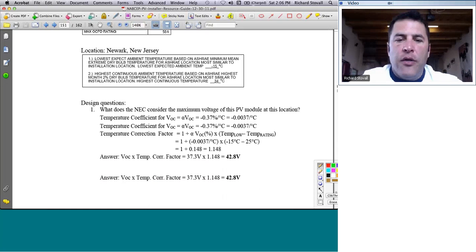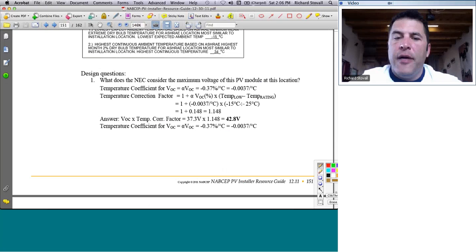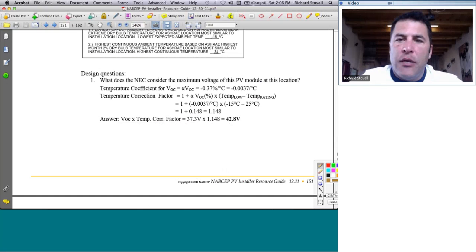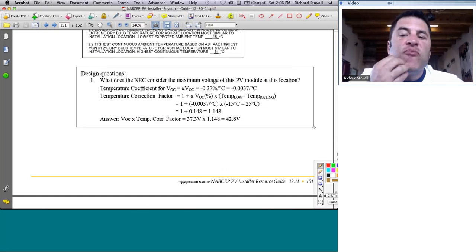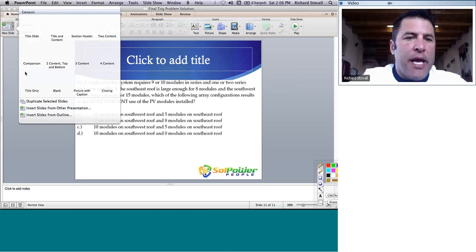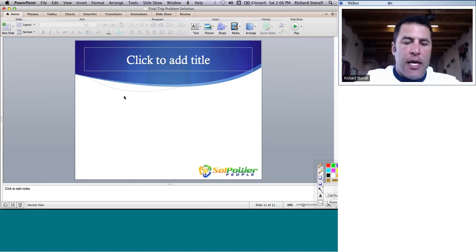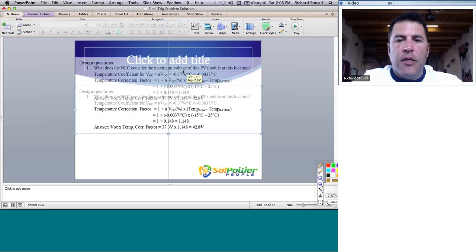Okay. So move forward. The design question to consider. All right. What was the input considered maximum voltage of this module at this location? So I'm going to capture this value, and we'll come back to our PowerPoint presentation. We'll create a new slide, and we'll type it in here.